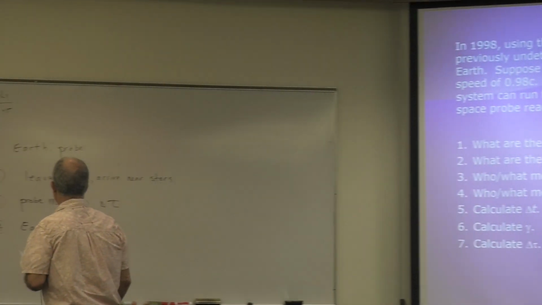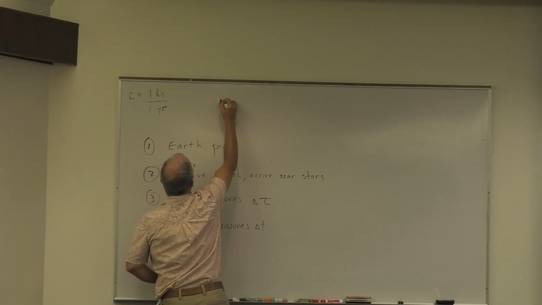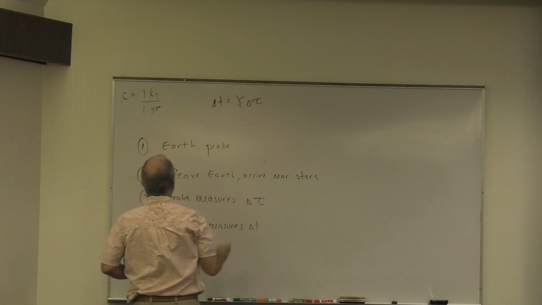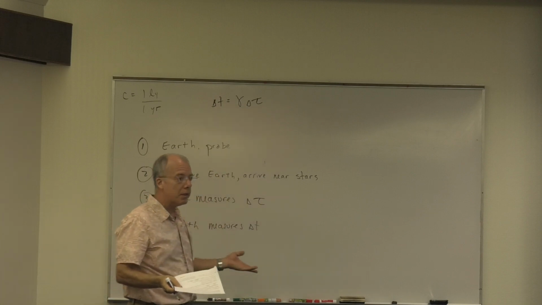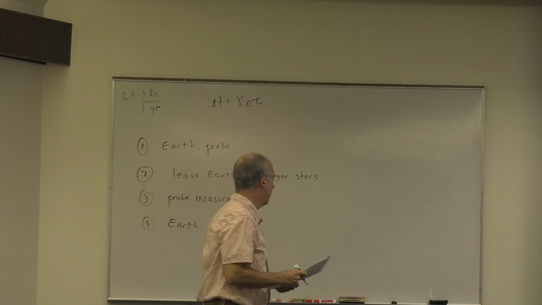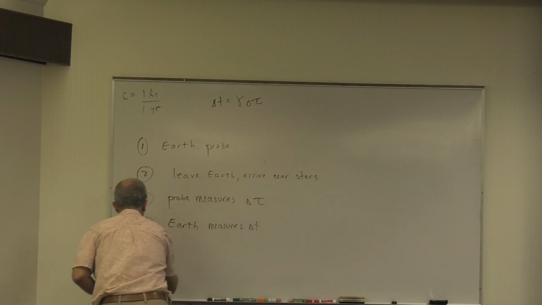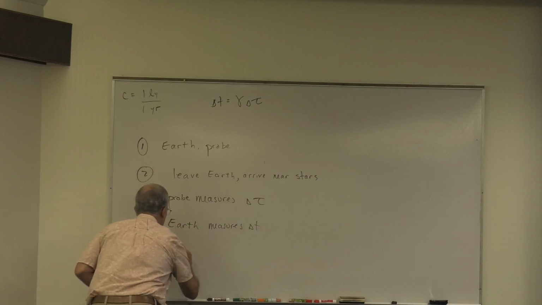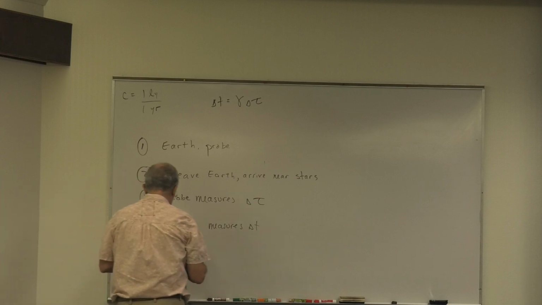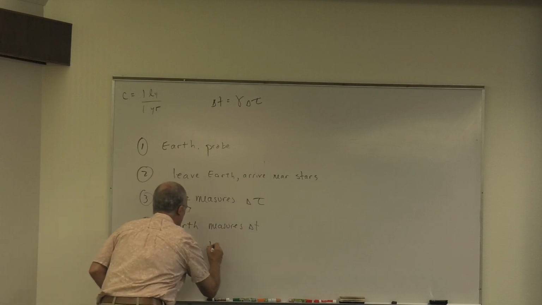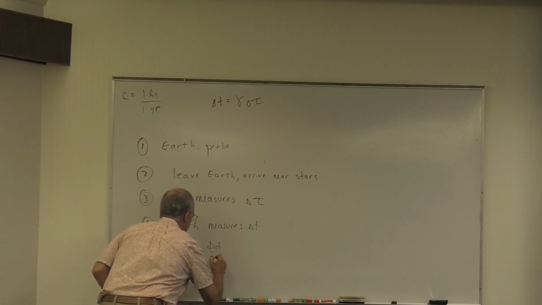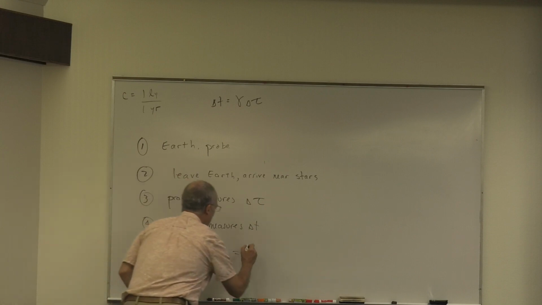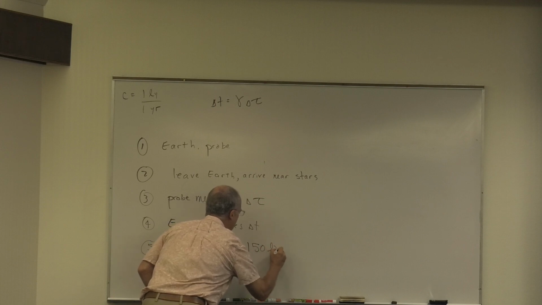So delta t equals gamma delta tau, right? And delta t is measured by the Earth. So what would we say is the time? Delta t, again, this is delta t from the Earth. It's just the distance over the speed. And the distance is 150 light years.